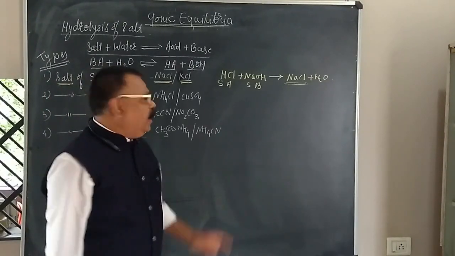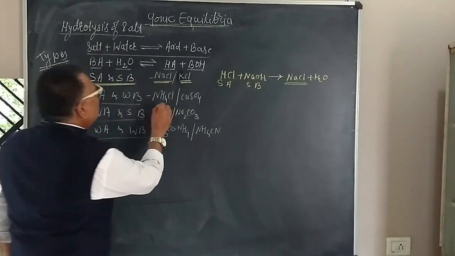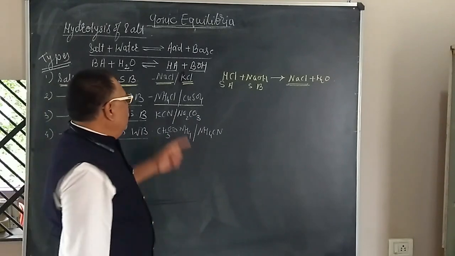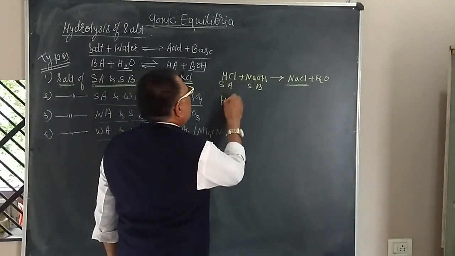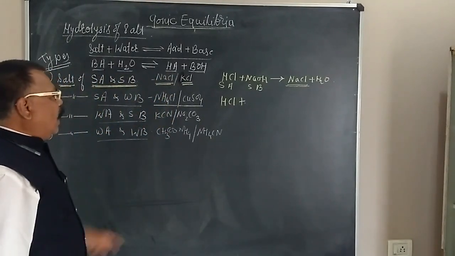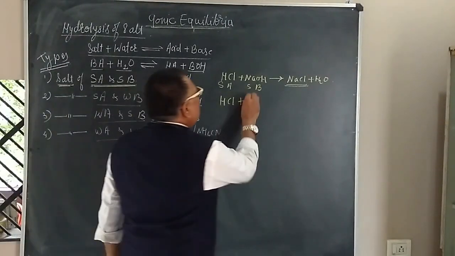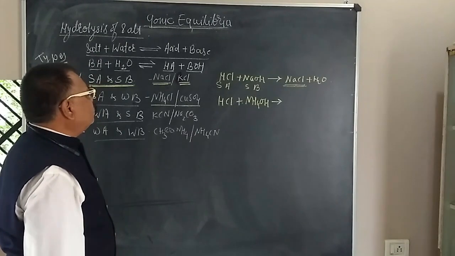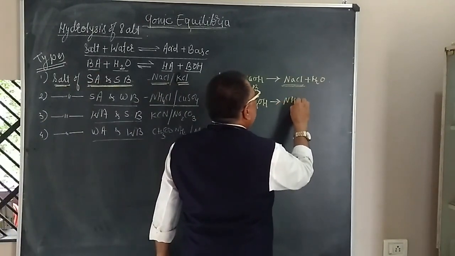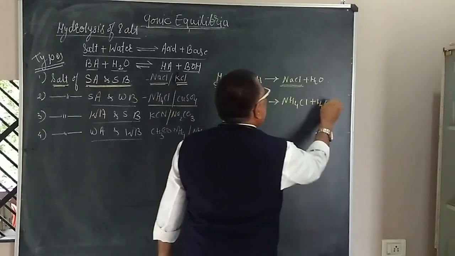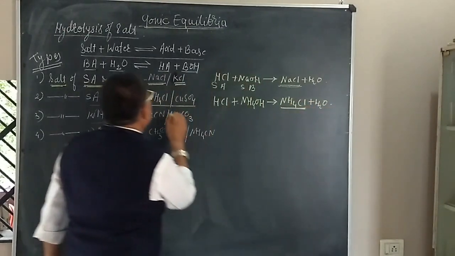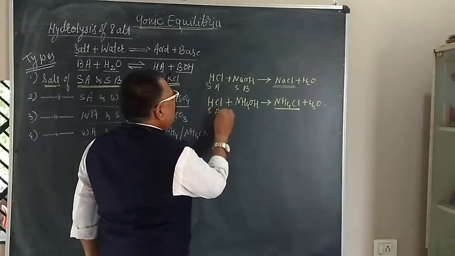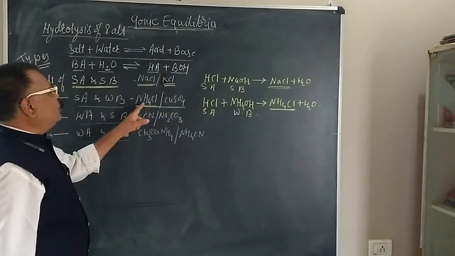In a very similar way, we get the various types of salts here. See here the salts that we get by the reaction of a strong acid and a weak base. Let us take a strong acid here, and for the base, ammonium hydroxide is the base. Now see what you get here: the formation of ammonium chloride along with H2O. Ammonium chloride is a salt of a strong acid and a weak base. So this is the strong acid and the weak base.